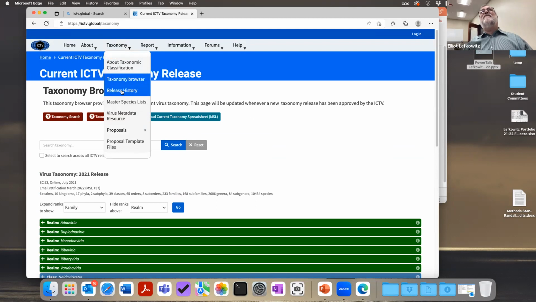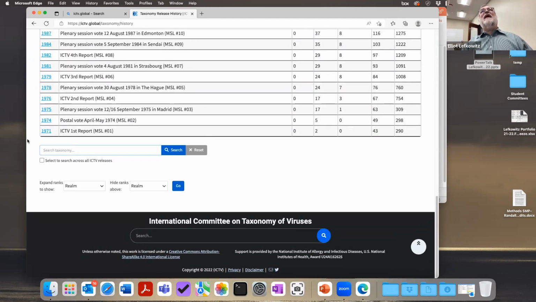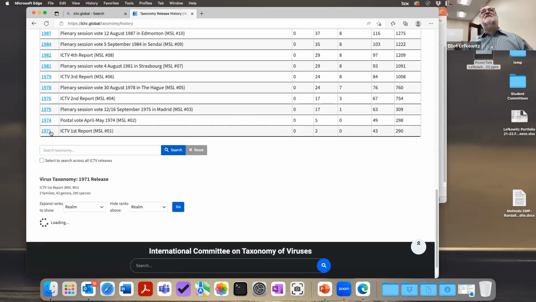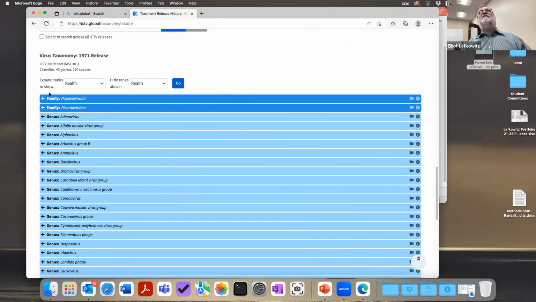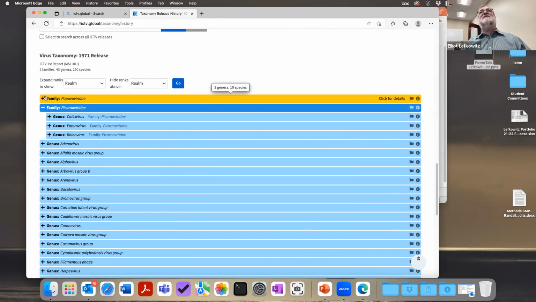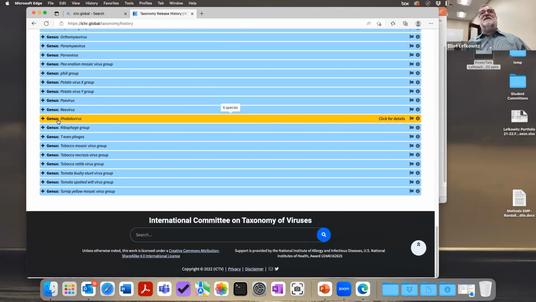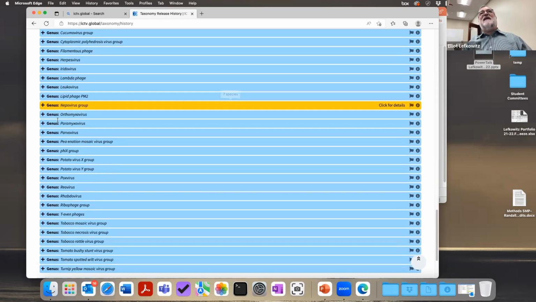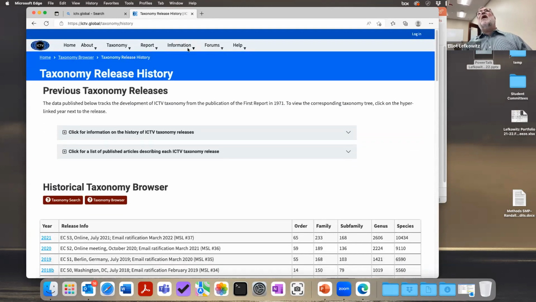You also have information on all past releases. So we can come down here and look at the release from 1971. And there you see only a couple families were defined: picornaviruses, which holds polioviruses, papovaviruses here, which are small DNA viruses, papillomaviruses, and polyomaviruses. So this is what the state of taxonomic classification was back in 1971.